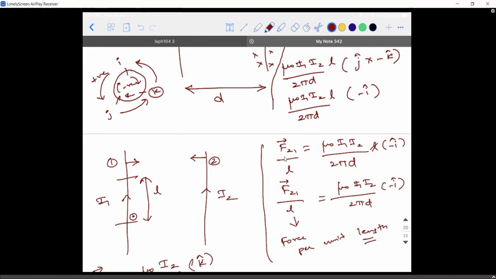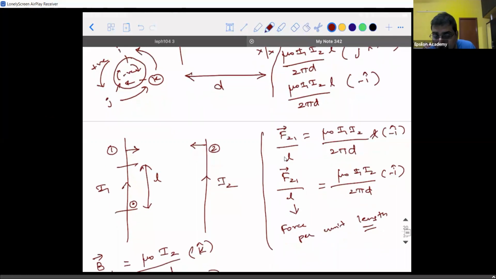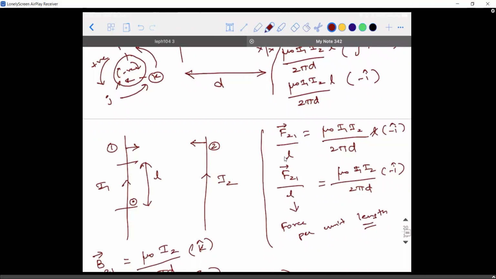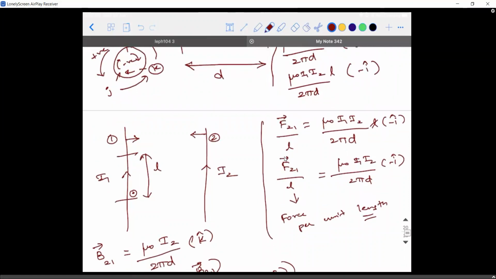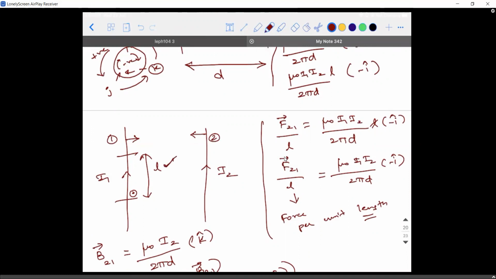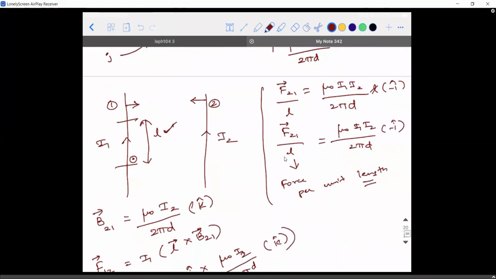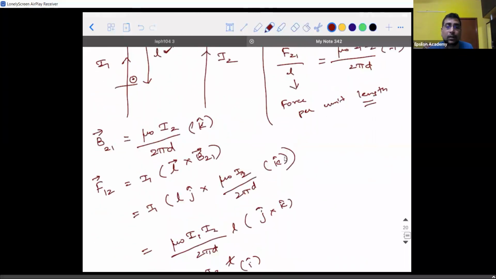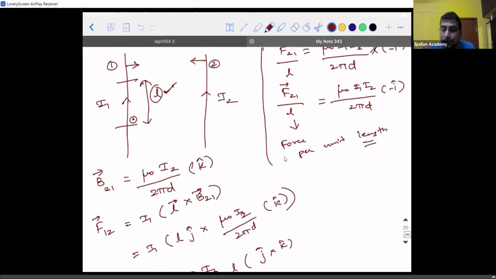I haven't done. Tell me. Why did we bring L to the left hand side, sir? Is that what you're saying? We brought it to the left hand side as force by length, because L is not actually existing.